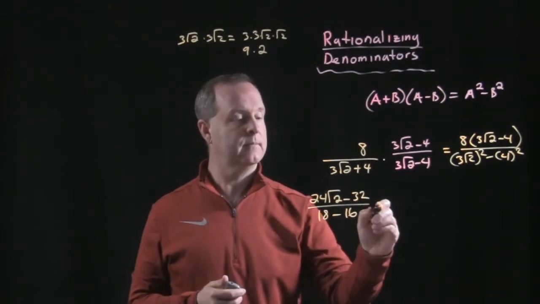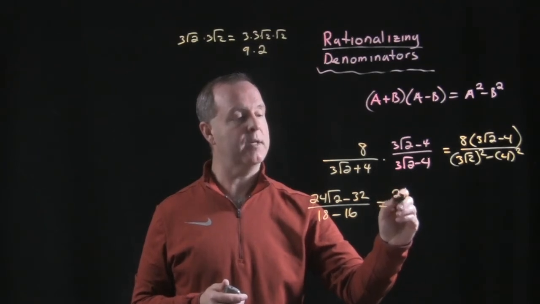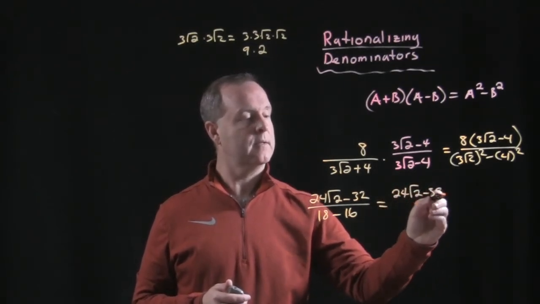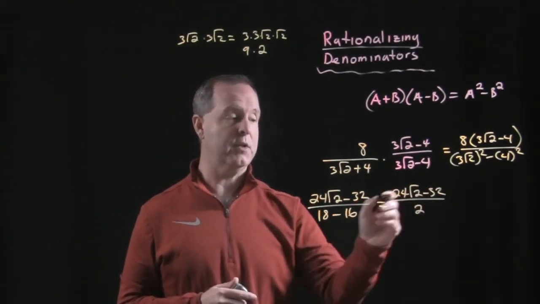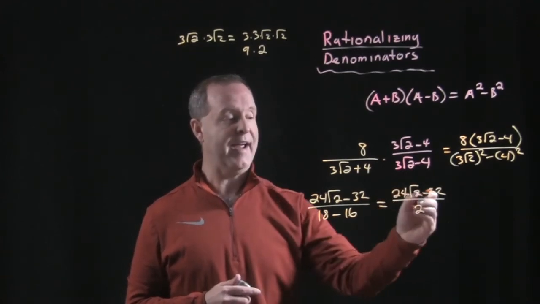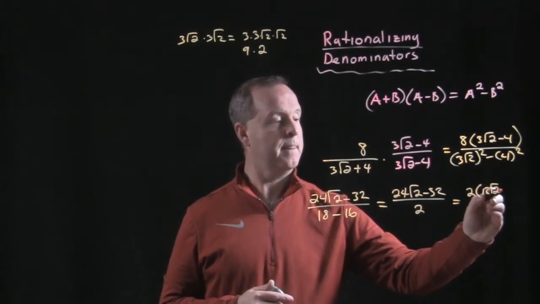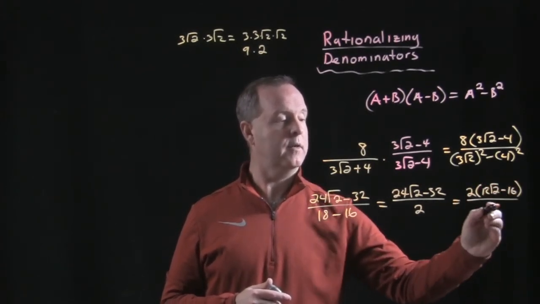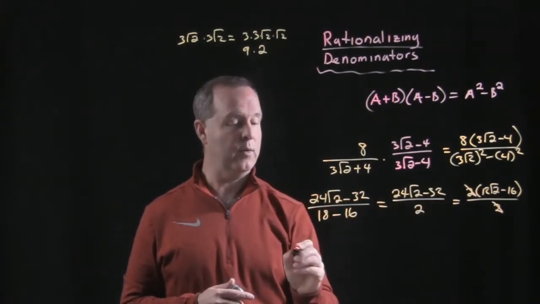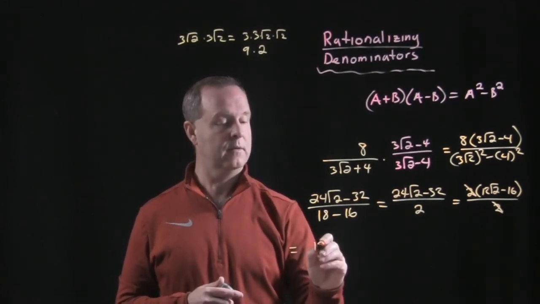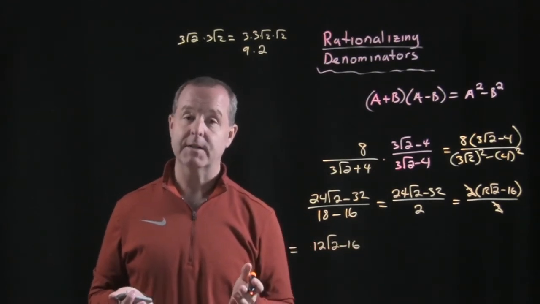Simplify. 24 root 2 minus 32. I'll just leave that there for now because I know I'm going to do something with it. Divided by a 2. And it looks like I could factor out a factor of 2 in both the numerator and the denominator. So let's factor out a 2 in this numerator. So this becomes 2 times 12 root 2 minus 16 all over 2. The 2's factor out. And I'm left with a 12 root 2 minus a 16. And there's my final answer.